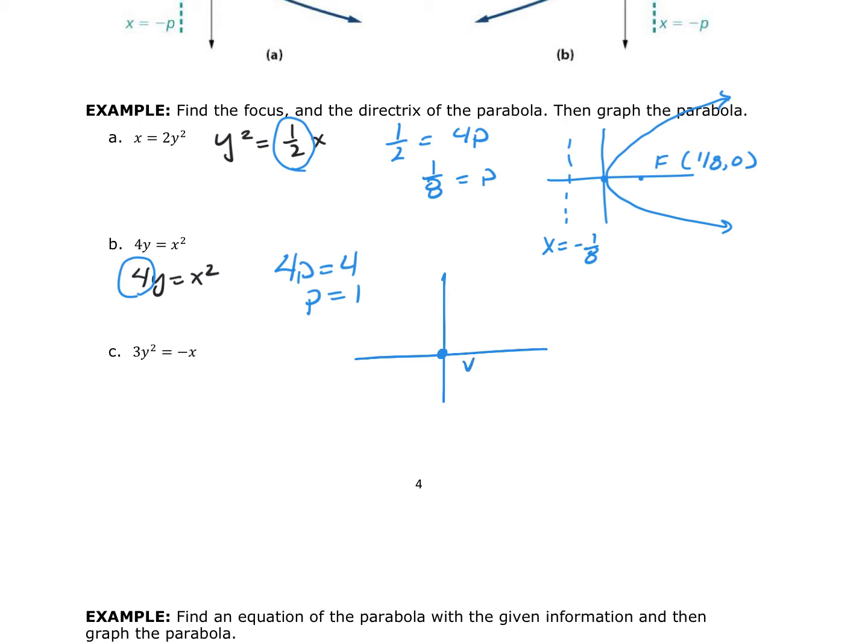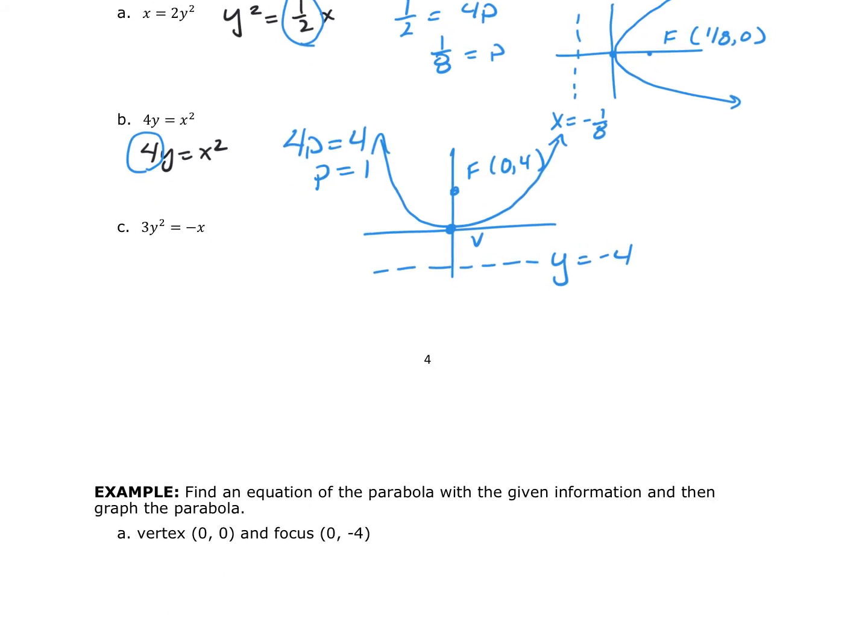So here's where my vertex is. My directrix, since I'm opening up, will be below the x-axis, and so this is going to be the line y is equal to negative 4. My focus is going to be right here. Here's my focus. It's going to be 0, 4, and then, of course, that's my shape.